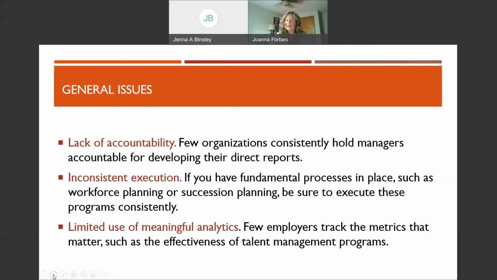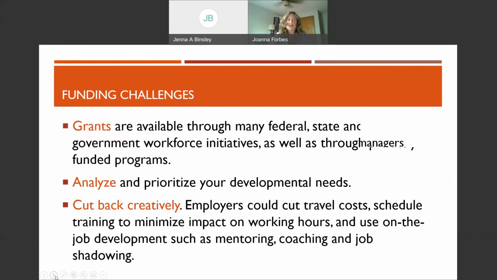The last thing you want to do is to spend a lot of time creating something, rolling something out, and then not using it. And then, of course, few employers really track the metrics that really matter, such as whether or not it was even effective. So let's just talk about that for a minute. We'll circle back to that.